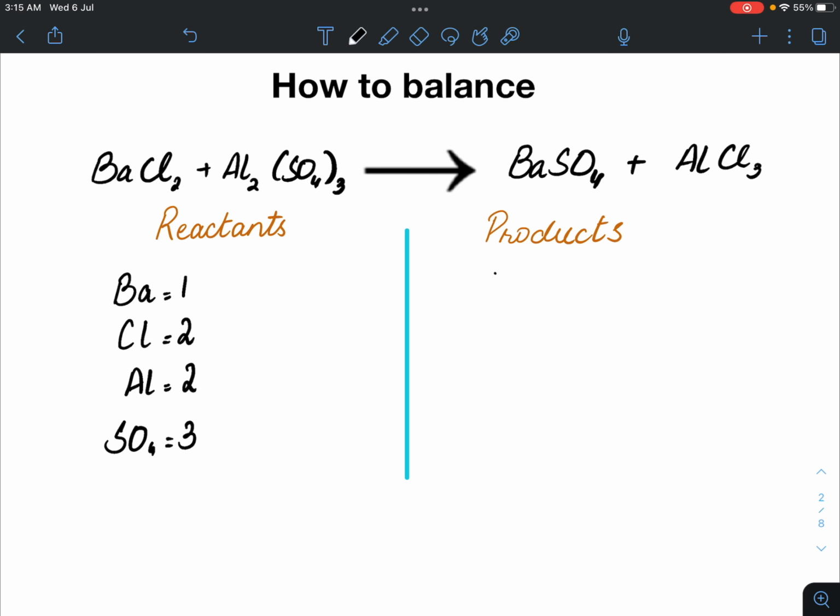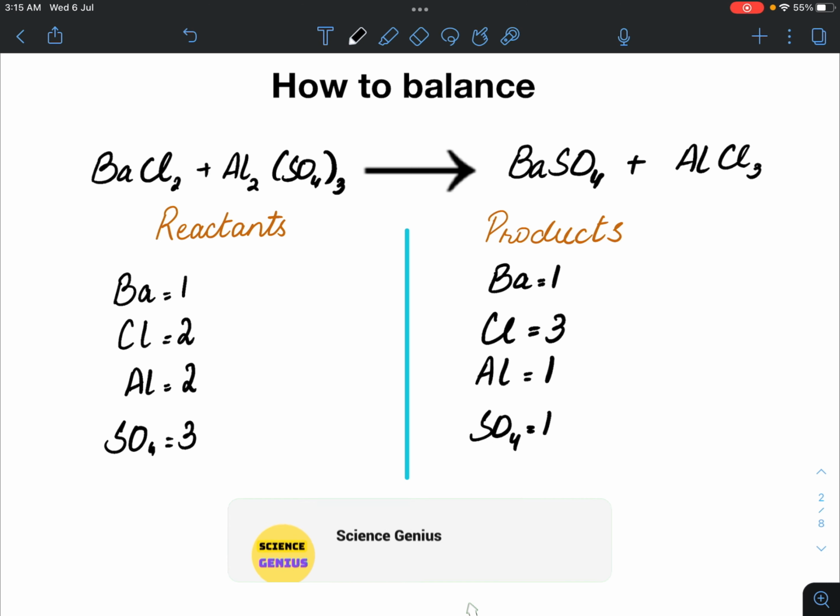On the product side, barium is 1, chlorine is 3, aluminum is 1, and sulfate is 1.